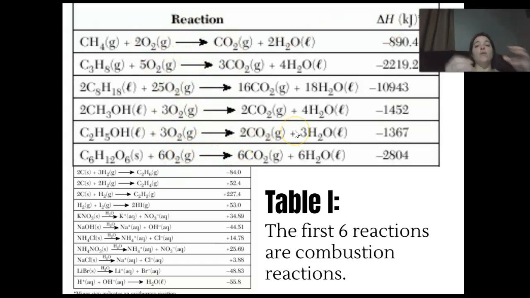And look, if you were to be given this in any test, any quiz, anything, and you needed to balance it out, it's balanced for you. So if you see any combustion reaction, make sure that you are looking right here for the combustion reaction to see if it's all balanced for you. So you don't even have to think. You're like, let me go to Table I to double check, see if it's there. And if it's there, I mean, bonus for you, you don't have to think too much. You just have to write it down.